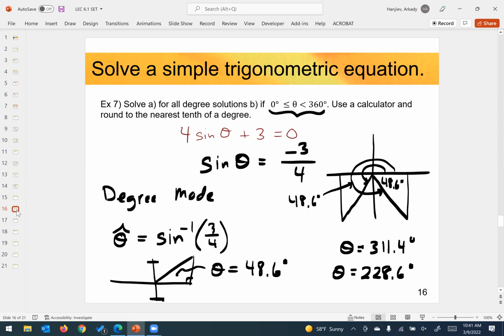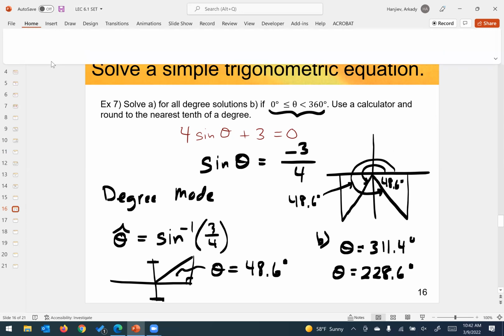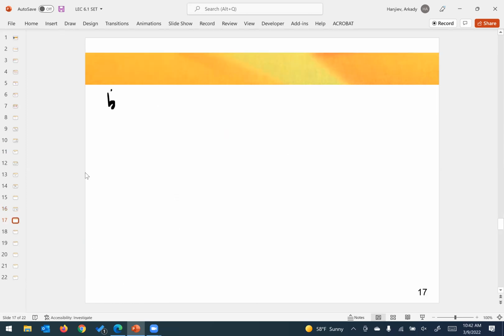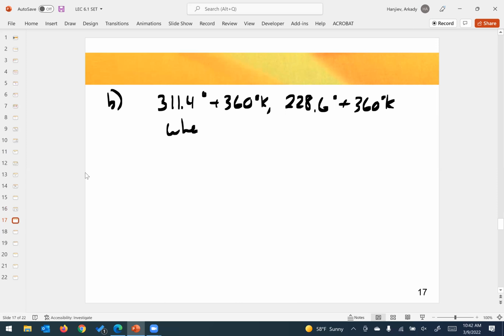Okay, part B is done. There it is, part B. Let's do part A real quick here. So they're not half a period apart here. So it'd be 311.4 degrees plus 360 degrees times k, and 228.6 degrees plus 360 degrees times k, where k is an integer. Okay, almost done. So 18, 19, and 5 more problems here, I think, but let's jam.